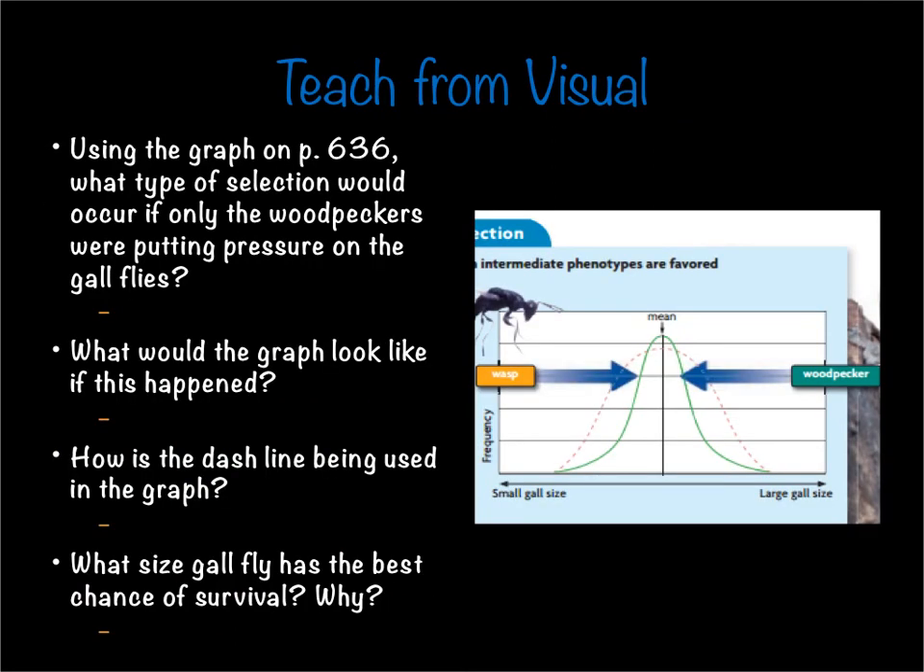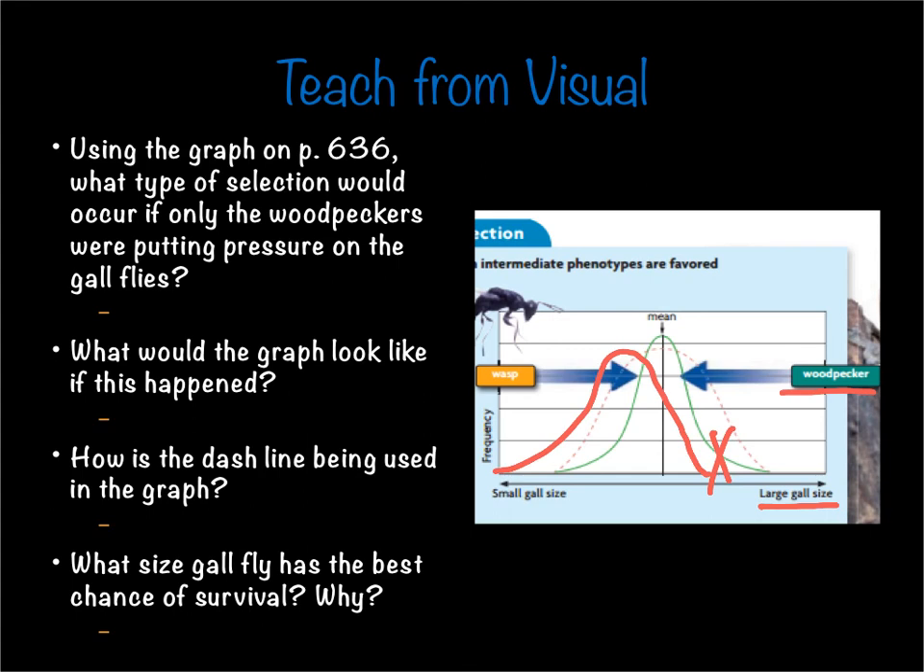So this example is from page 636 in your book. It says, what type of selection would occur if only the woodpeckers are putting pressure on the gall flies? In this example, the woodpeckers are putting pressure on the larger gall fly size. So if the woodpeckers are eating the larger gall flies, that would mean these larger sizes would be selected against, and our graph would move this way. Okay, and this is what type of selection? This is called directional selection.